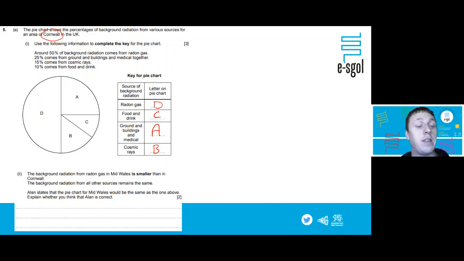Part 2 is identifying that the background radiation from radon gas in mid-Wales is smaller than in Cornwall. The background radiation from all other sources remains the same. Alan states that the pie chart for mid-Wales would be the same as the one above. Explain whether you think Alan is correct. Again, explain means that you have to show reasoning and identify if they're correct or incorrect. So we can look at this now and think about it.